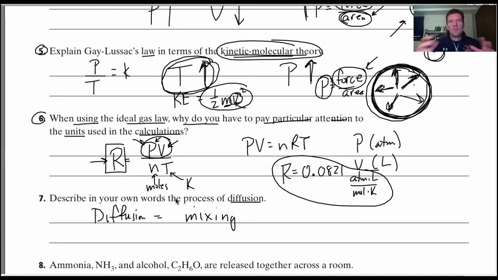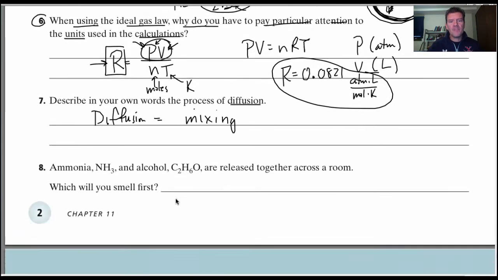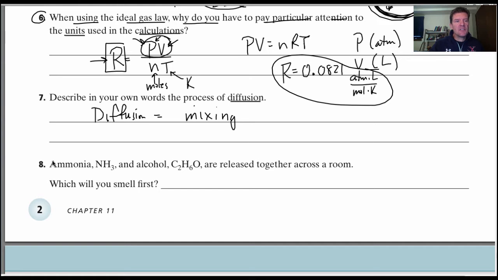Okay, and then you can maybe have a diffuser for a nice smelling perfume or a scent that you want to spread out through the room, and that diffuser is going to help that particular liquid, that volatile liquid, spread out into the atmosphere and evaporate quickly. Okay. All right. Let's see here.